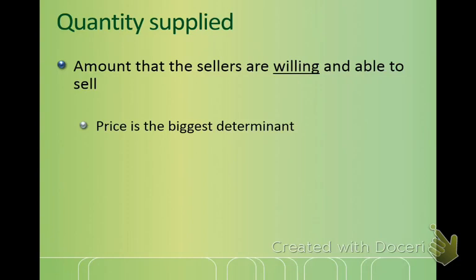Price is the biggest determinant of quantity supplied. For all purposes, it's the only determinant of quantity supplied.